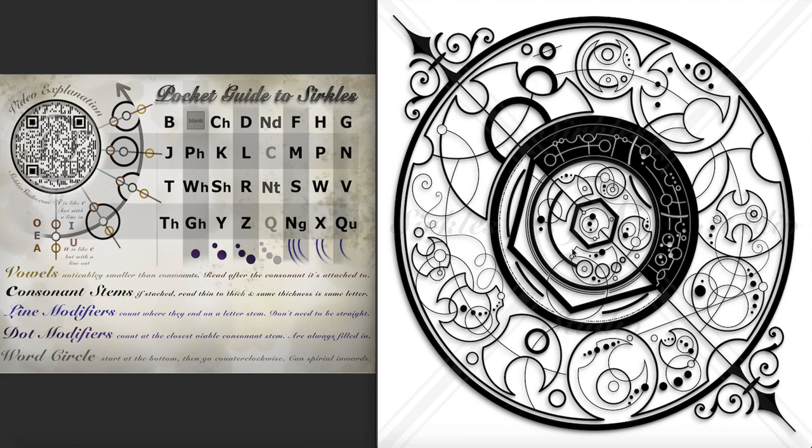And anyway, this is Loren Sherman's script, which was originally developed in 2011 by Loren Sherman, and it uses a combination of these dot modifiers and these line modifiers in conjunction with these four different shaped letter stems to make the consonants. And vowels are a bit trickier. They are smaller circles, and they can be by themselves or attached on a consonant stem.